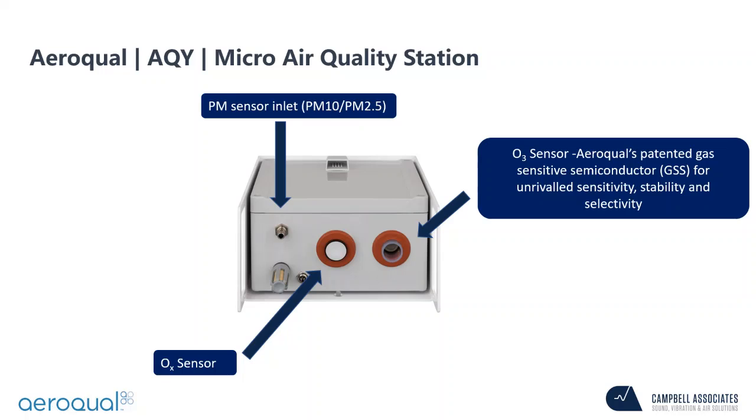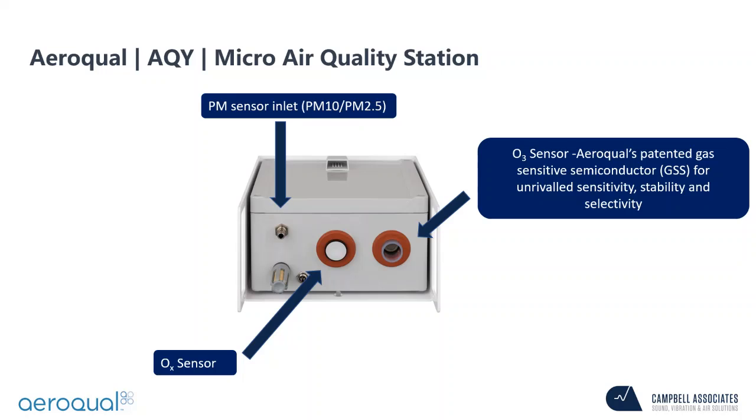So the AQY uses Aeroqual's gas-sensitive semiconductor sensor. This sensor is very sensitive to ozone. It's very stable and selective. We have been working with the AQY for a couple of years, and we are very confident that the ozone sensor delivers accurate data. We know that ozone is not a big problem in the UK. It's a bigger problem, for example, in America. But during the first lockdown, we saw the ozone levels going up, mainly because of the low NO2 levels and also because of the beautiful sunshine that we had over spring and summer.